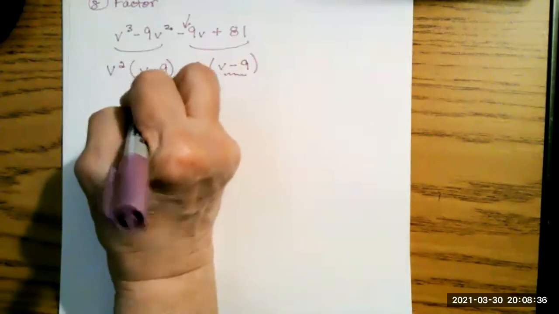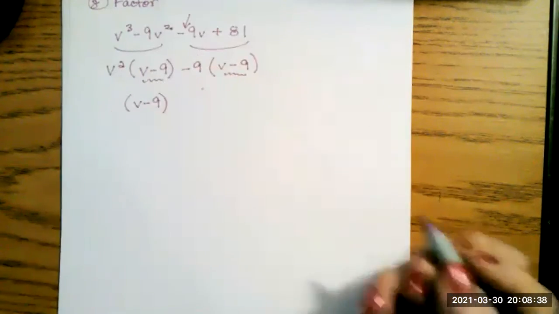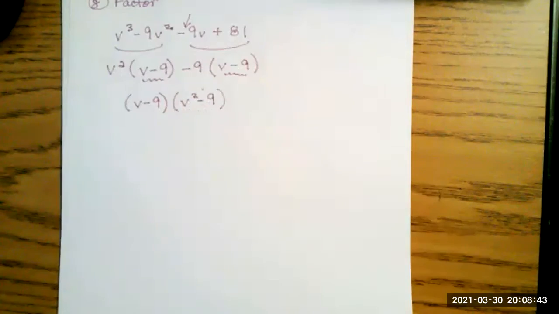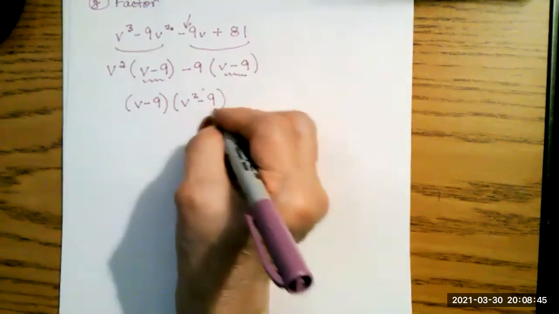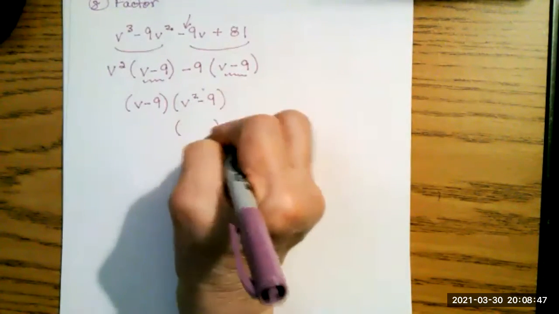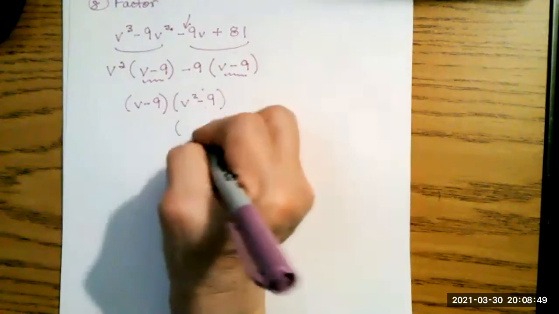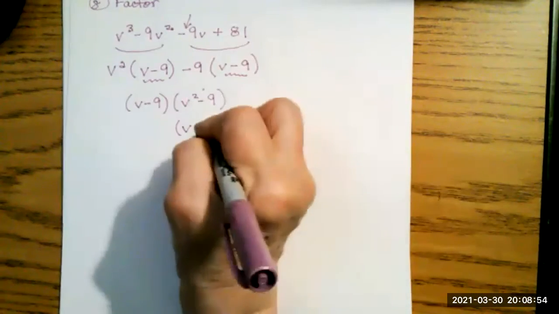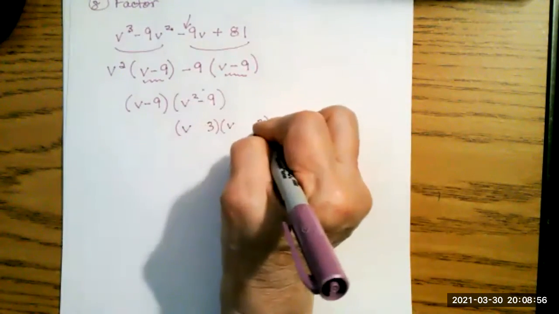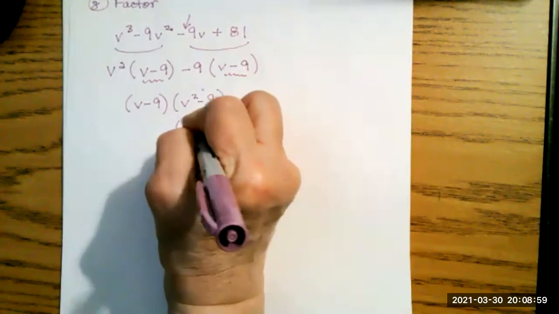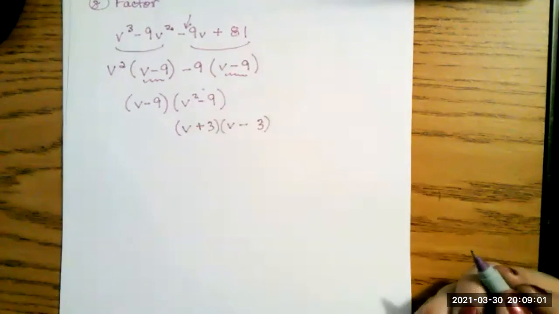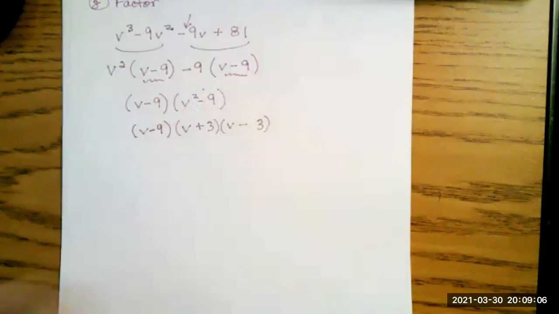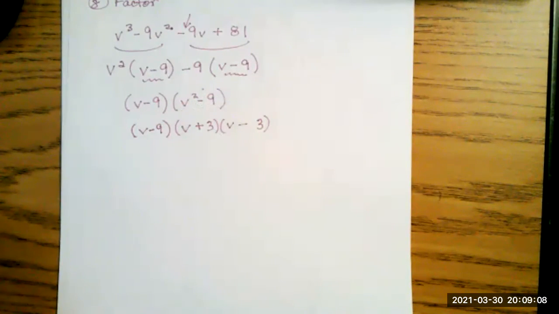So I have a v minus 9 from the common group and a v squared minus 9 from that one. Well, look, that is a difference of squares right there. So I can keep factoring on that one. The v squared will factor into v and v. The 9 will factor into 3 and 3. And you put 1 plus and 1 minus. And that's the way that difference of squares factors. And the other one is that v minus 9 that was out in the front.